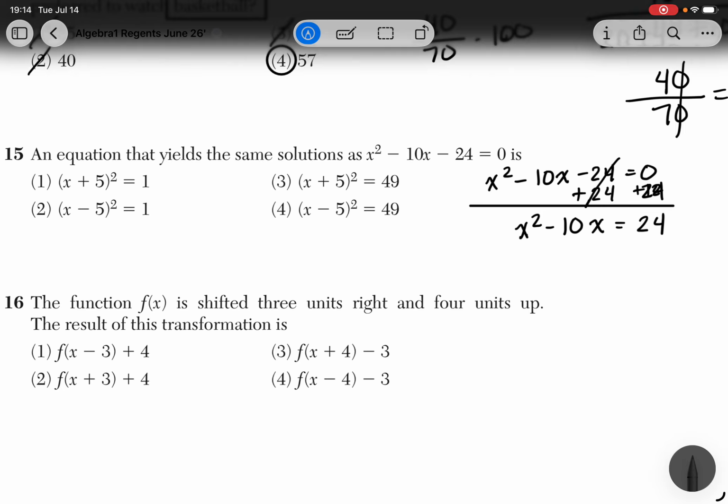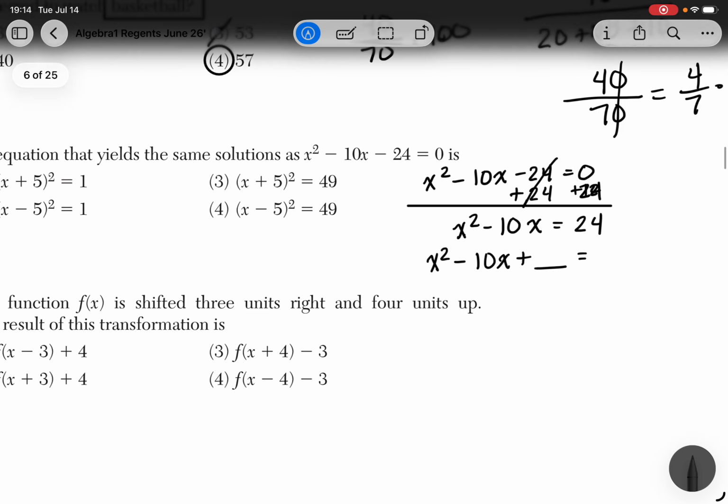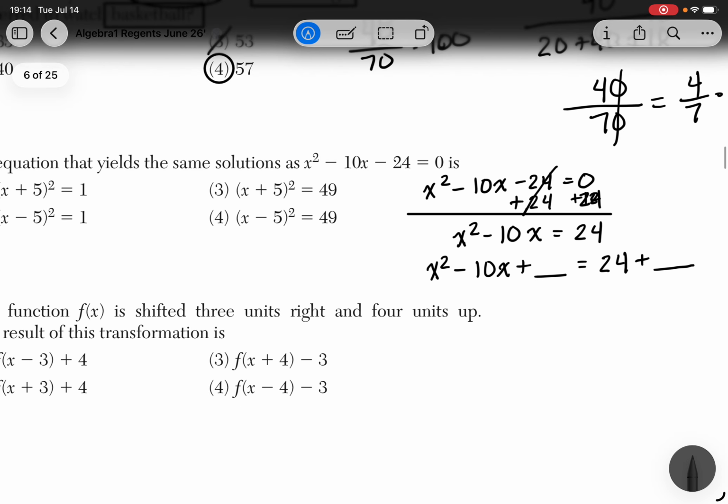To complete the square, we need to finish our binomial. So we have x squared minus 10x, and we want to turn that into a trinomial. So we're going to have x squared minus 10x plus some value. Since we're adding a term into our equation, we also have to do the same thing on the other side to keep it equivalent and balanced. So whatever that term is that we're adding to the left side, we also need to add to the right side.